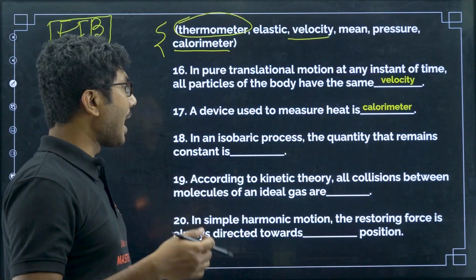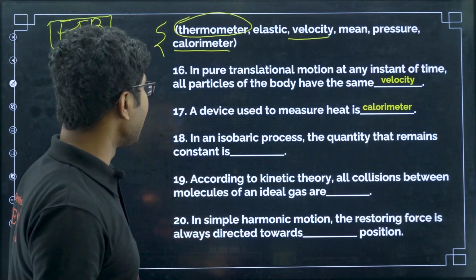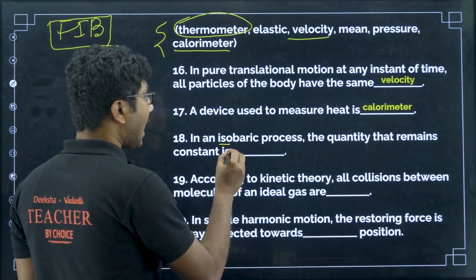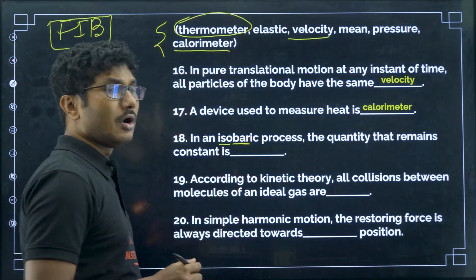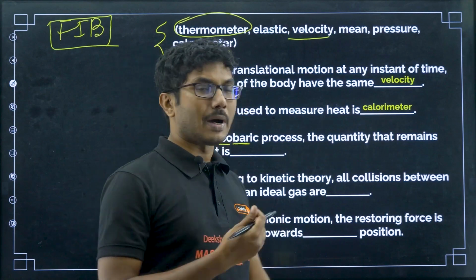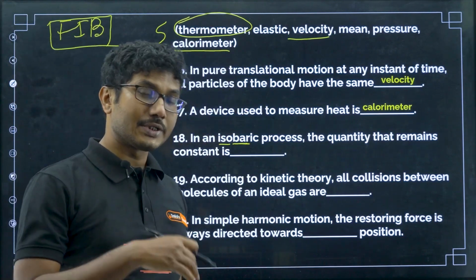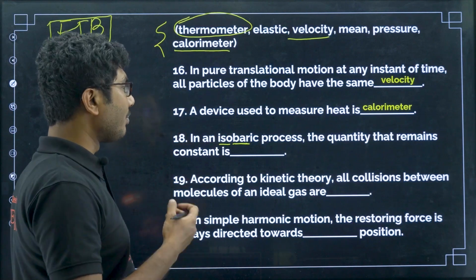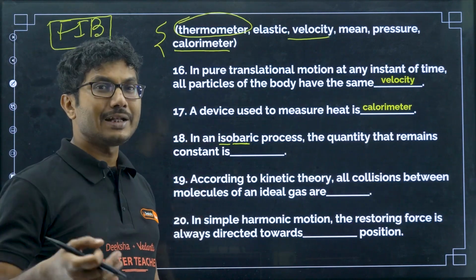In an isobaric process, the quantity that remains constant. So iso refers to constant, and bar refers to pressure. You have to remember that bar refers to pressure. One of the units of pressure is also bar. Not the SI unit, but one of the units is bar. So isobaric means constant pressure.